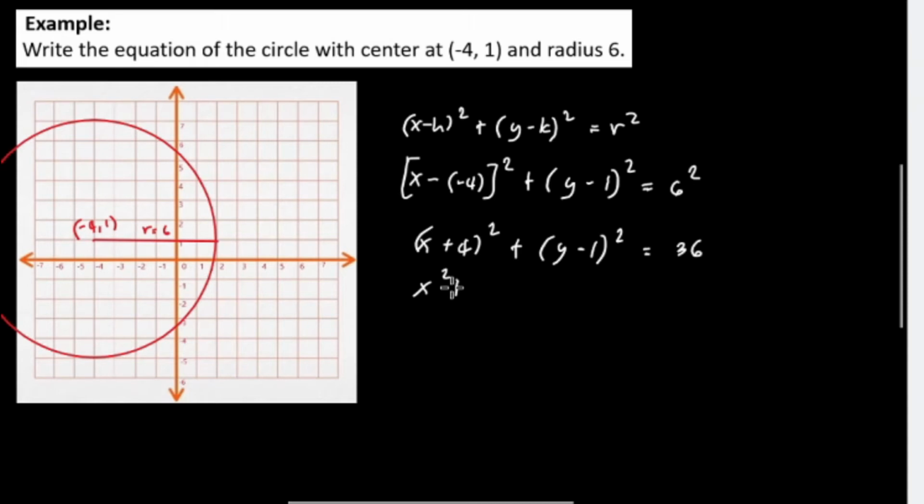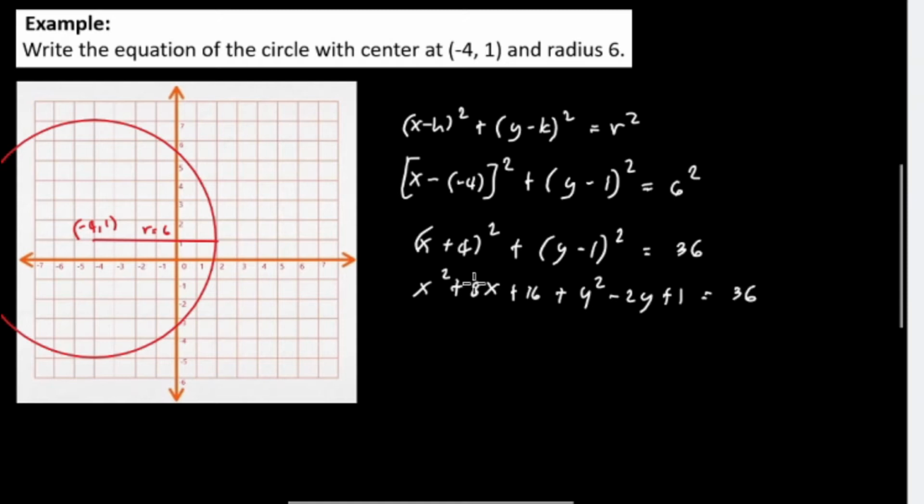x squared plus 2 times x times 4, that's 8x, 4 times 4, positive 16, plus y times y, that's y squared, 2 times y times -1, that's -2y, and -1 times -1, that's +1, and equate that to 36.